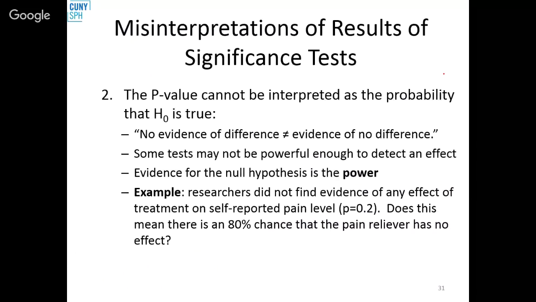Number 2, a big misinterpretation. The p-value cannot be interpreted as the probability that H0 is true. That's just a horrible misinterpretation of hypothesis testing. Or put another way, no evidence of a difference is not the same thing as evidence of no difference.